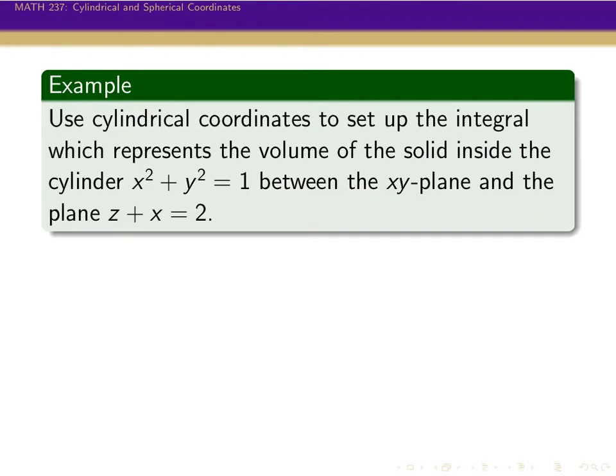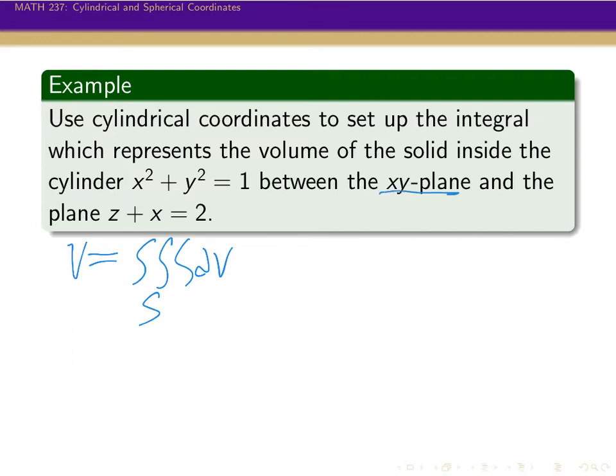Okay, so let's do an example. Let's use cylindrical coordinates to set up the integral which represents the volume of the solid inside the cylinder x squared plus y squared equals 1, between the xy plane and the plane z plus x equals 2. Remember from our last video that volume is just integrating dV over the solid. So we just need to figure out these bounds.